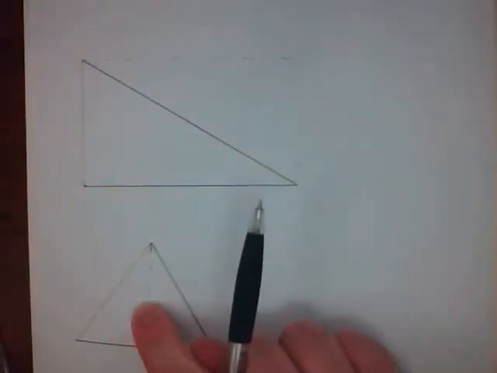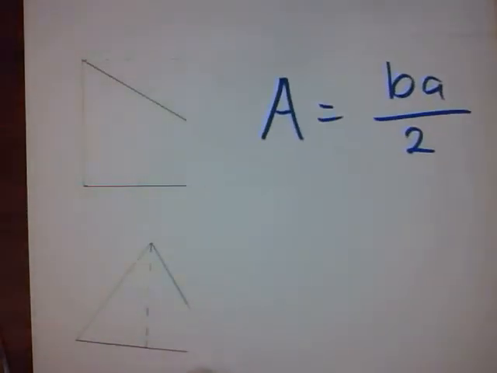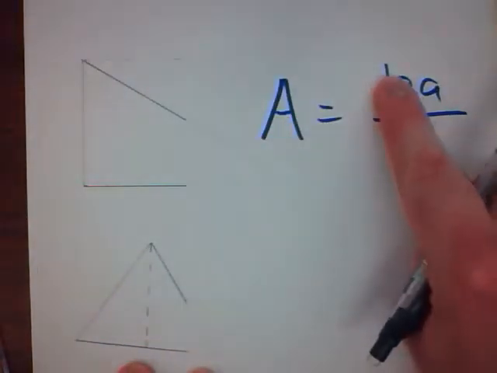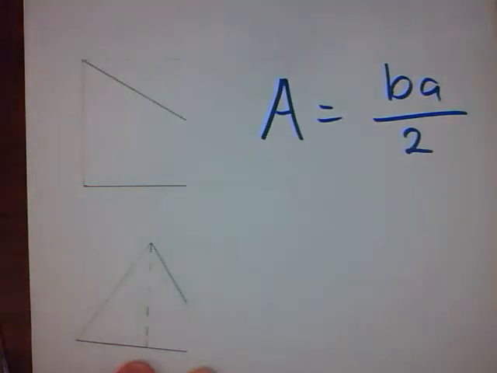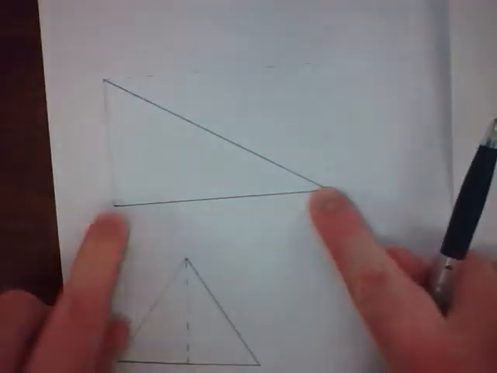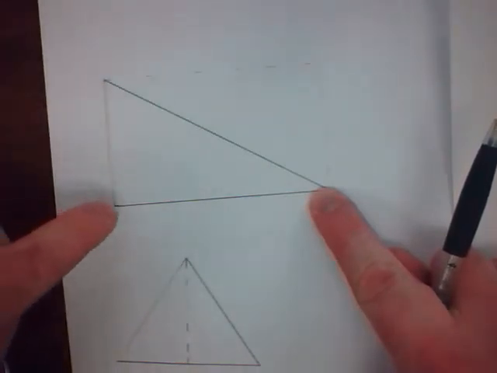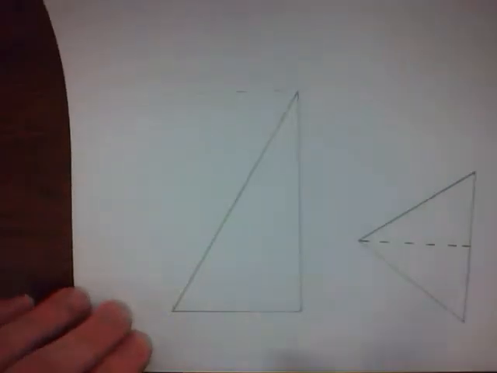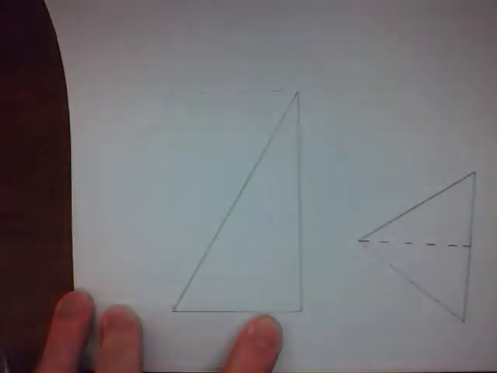It also works with ones shaped like this. Here's what the formula that I would like you to use is going to look like. Area equals base times altitude divided by 2. Keep in mind, where's the altitude? Well, if I hold it this way, this can be the base. This will be the altitude from the bottom to the top. Mind you, if I turn it this way, this is now the base, and that's the altitude.